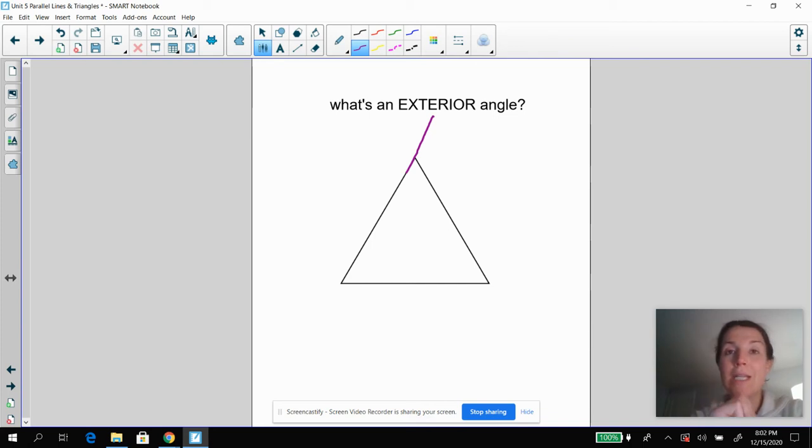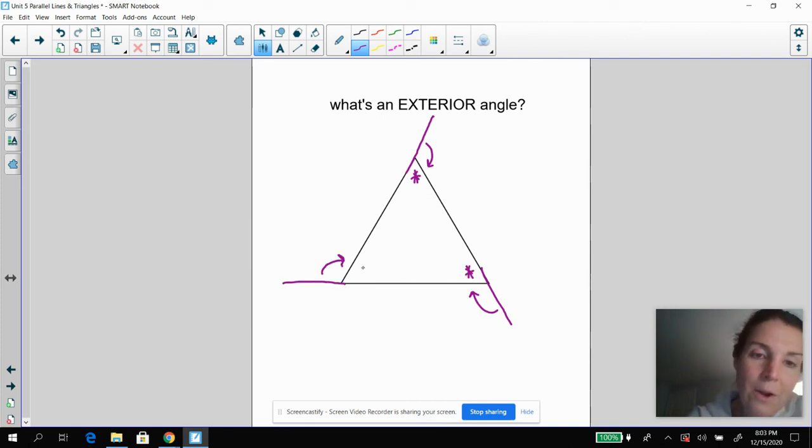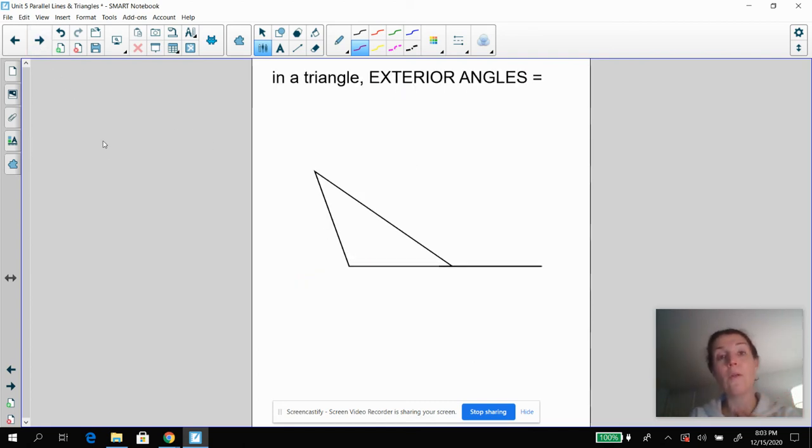So for every interior angle, there is one exterior angle. So the exterior angle is always going to be the supplement to whatever that interior angle is. So over here, I've got this exterior angle and it's the supplement to this guy. And then if I extend this side, I've got this exterior angle and it's the supplement to this guy. So an exterior angle is always going to be the supplement to the interior angle. And so that leads us to this exterior angle theorem.